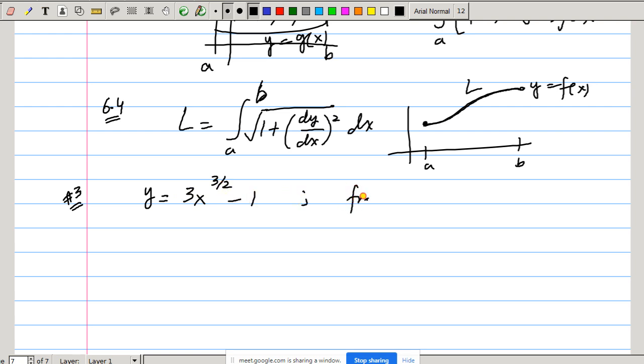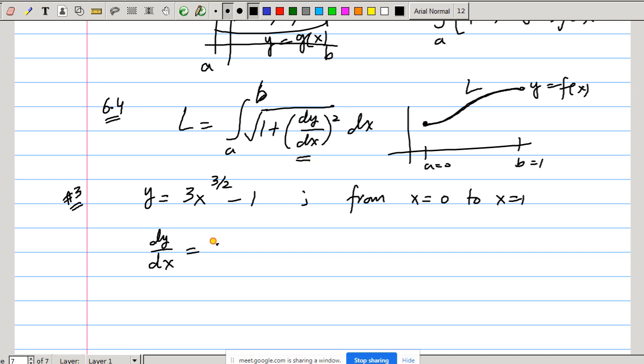And it says find the arc length of the curve from x is equal to 0 to x is equal to 1. So see, they gave us the limit. So a is given 0, b is given 1. Okay, so a is 0, b is 1 here. So now I will take the derivative first, because in the formula I need the derivative.